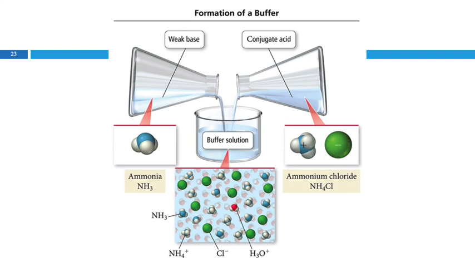So here we're using a weak base like ammonia. We're putting that in there. We're also adding the conjugate acid, which is ammonium. And now we have lots of base and conjugate acid. It can neutralize whatever acid or base we throw in there.